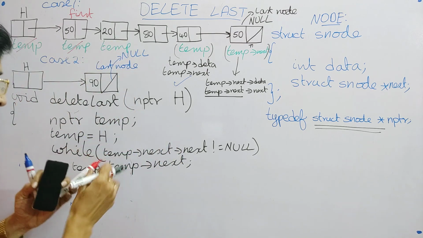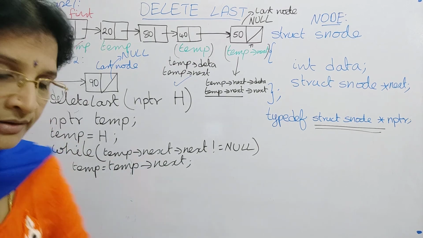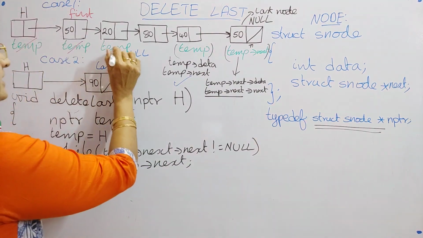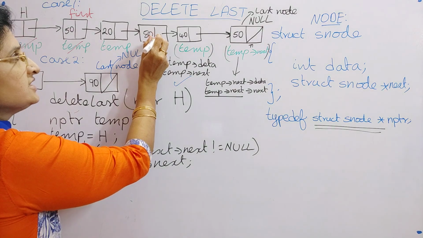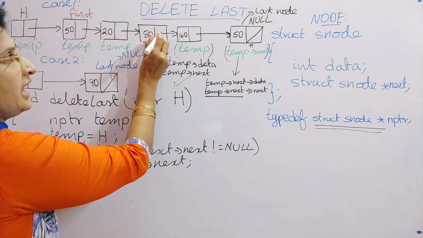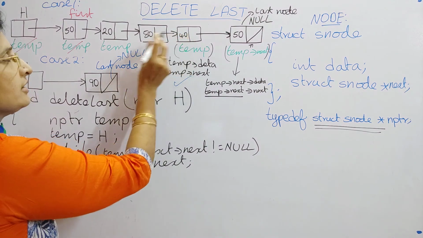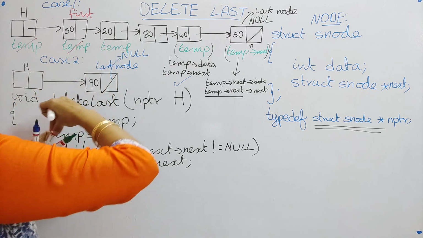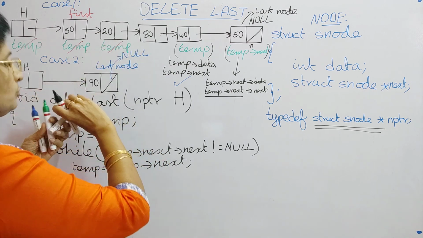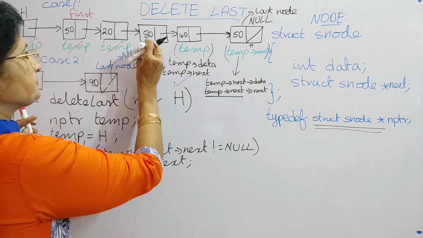Okay, again it goes for the condition. So now again temp next means this one. Is this temp next next equal to null? No, it is not equal to null because it is holding the address of 40. So again the condition is true. So that's why again what will happen? The temp from here again it will move to this location.